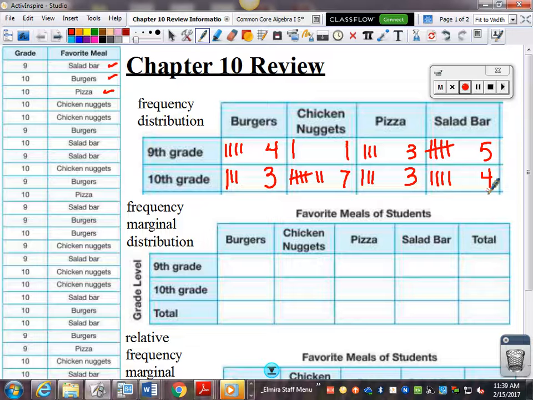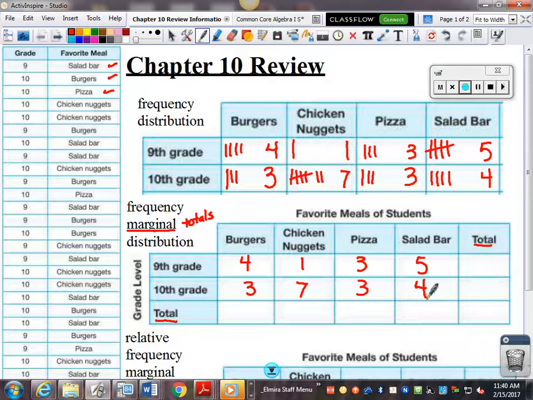Now you start to see some interesting things, like chicken nuggets, not very popular with 9th grade, but 10th grade loves them. Everything else is kind of even. Salad bar looks pretty popular added together, and that brings us to our next chart. The frequency marginal distribution is different because it has rows for totals: a row across and a column down. In these boxes it's all the same information: 4, 3, 1, 7, 3, 3, 5, and 4.